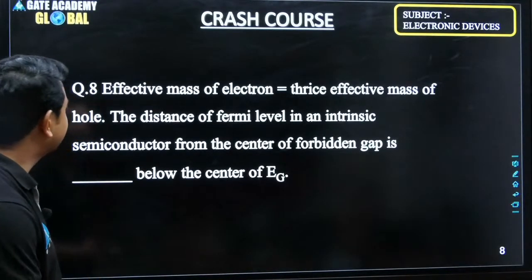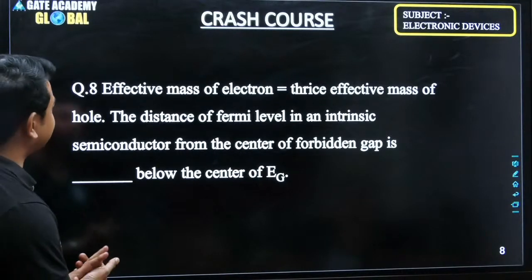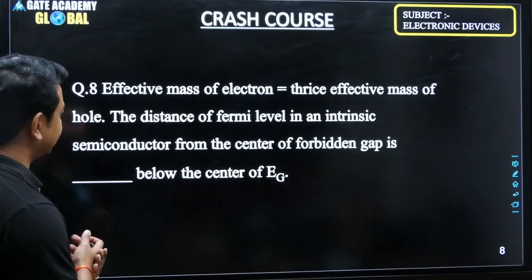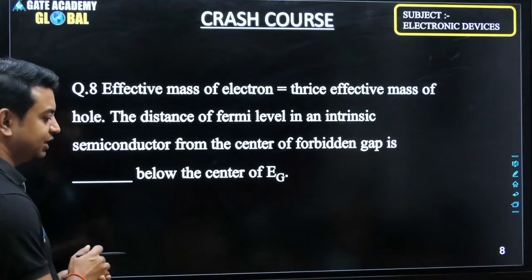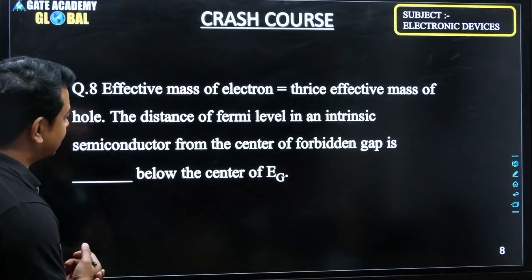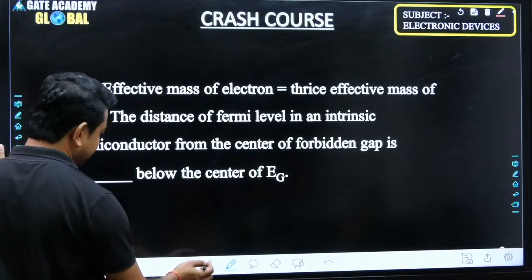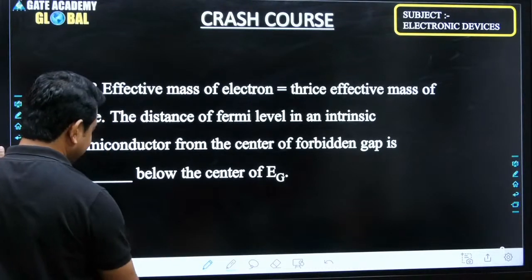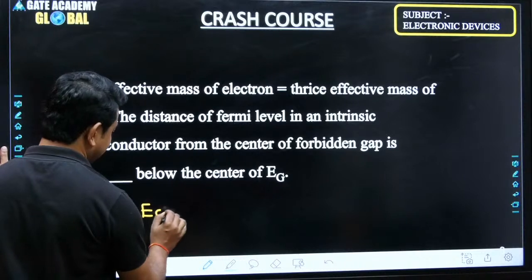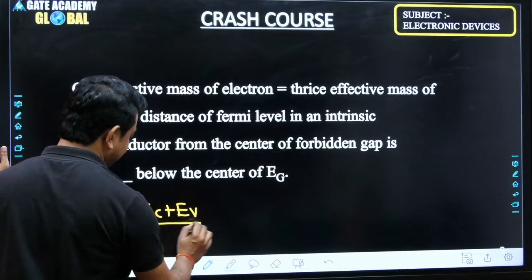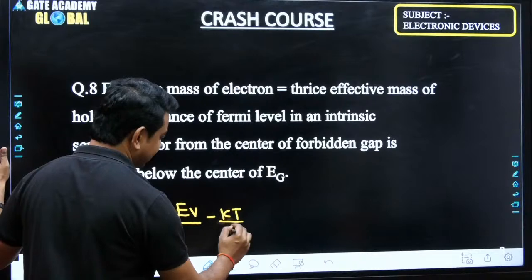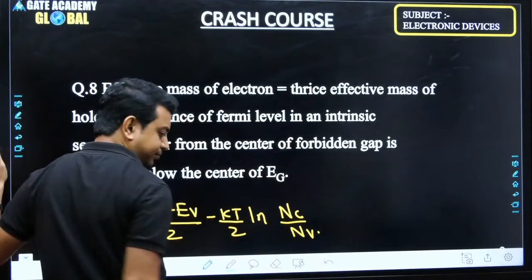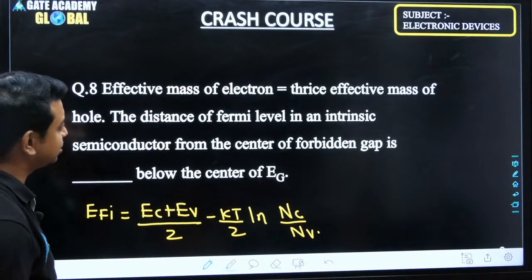Okay, and another question. Effective mass of electron is equal to thrice the effective mass of hole. The distance of Fermi level in an intrinsic semiconductor from the center of forbidden gap is dash below the center of EG. So for this one, how we can proceed? The procedure to solve this question is nothing but the formula of the Fermi energy level in an intrinsic semiconductor, and this is given by EC plus EV divided by 2, and this is minus of KT divided by 2 ln, and we are having NC divided by NV. By using this formula, we can solve this question.